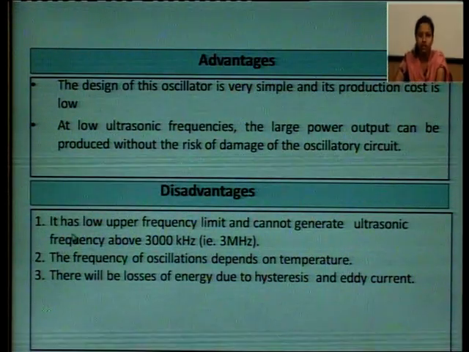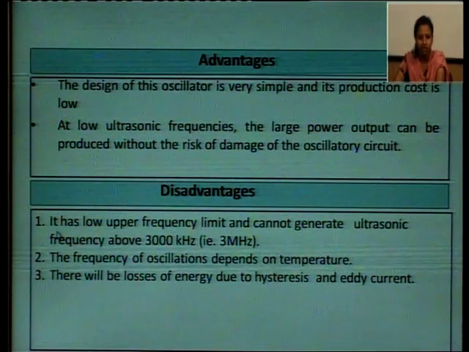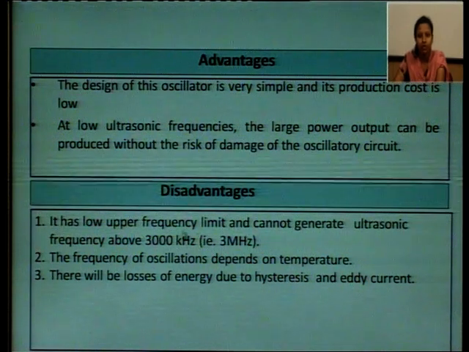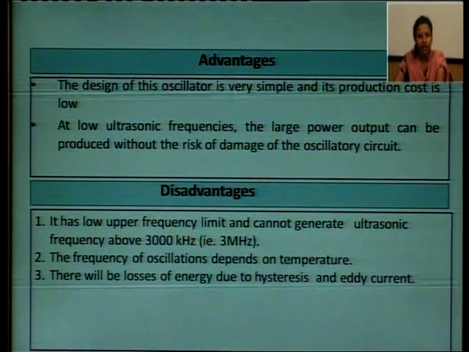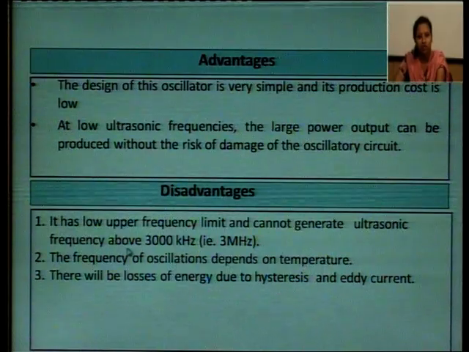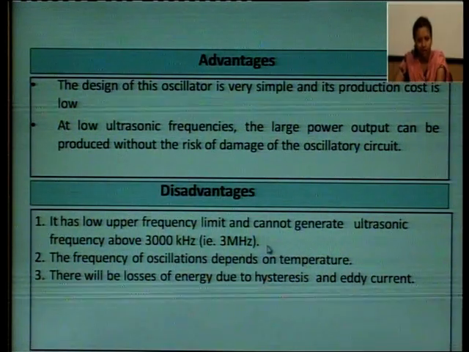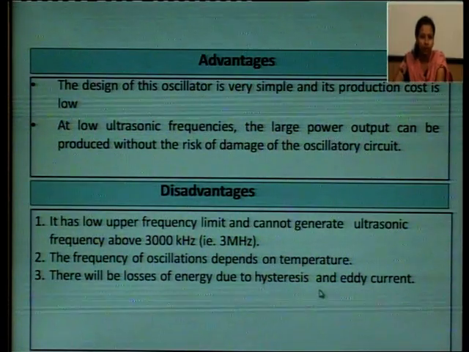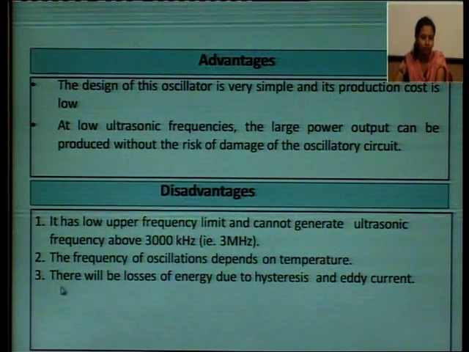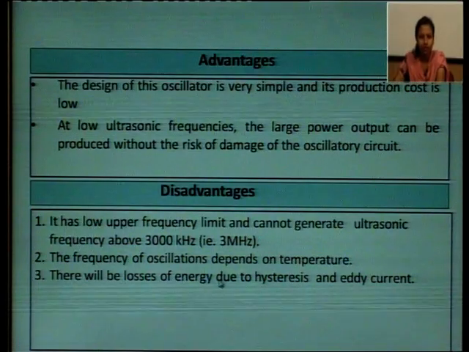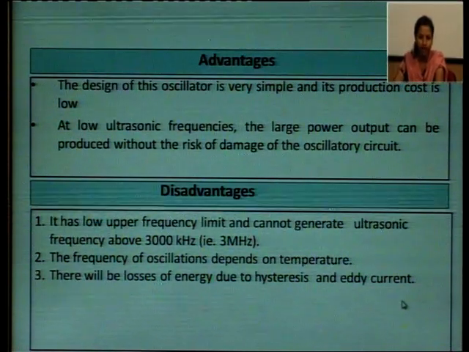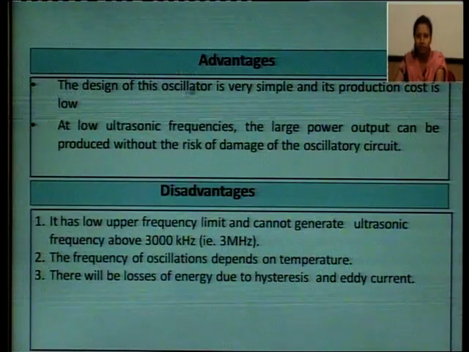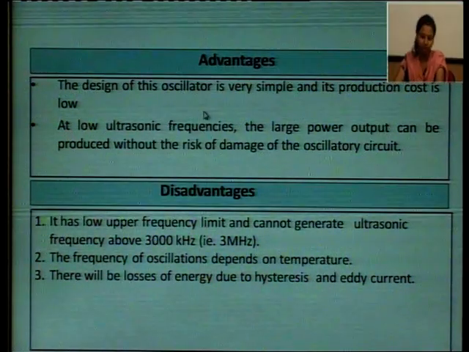The disadvantage of this method is that it has a low upper frequency limit and cannot generate ultrasonic waves above 3 megahertz, and the frequency of oscillation depends upon the temperature. There will be losses of energy due to hysteresis and eddy current. So these are the advantages and disadvantages of this method.